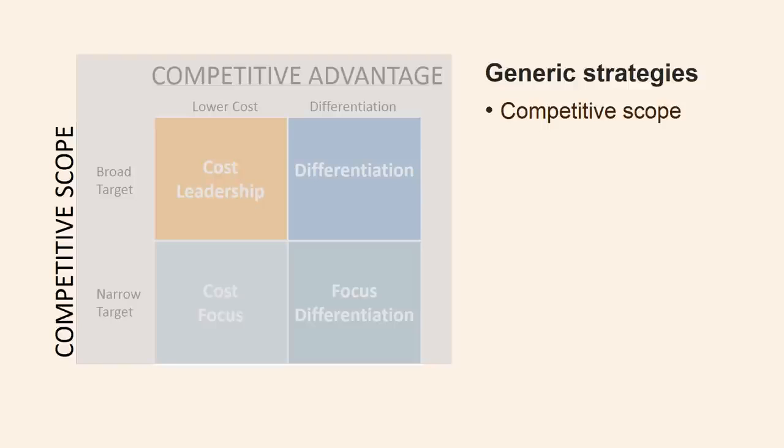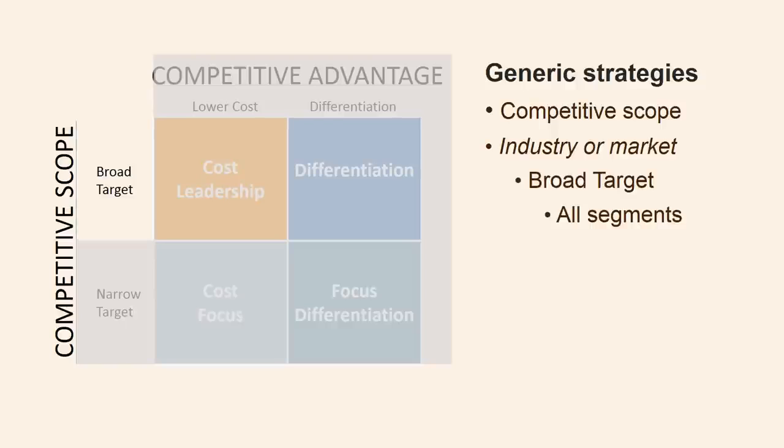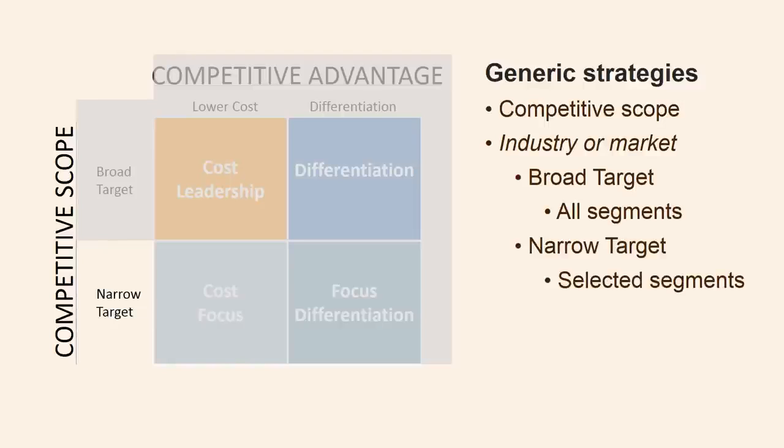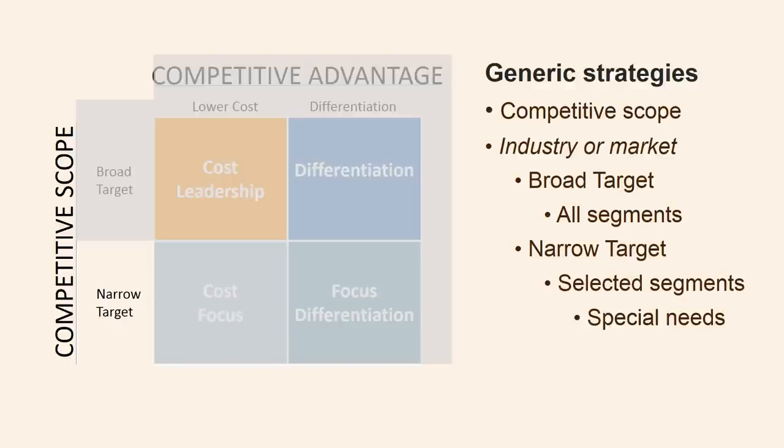The first, competitive scope, is sometimes also called the industry or market. Here, a firm can have a broad target scope and serve many or all segments in the industry, or it can have a narrow target, where the firm focuses on customers only in selected segments, and where the focus can be more narrowly targeted at these customers' special needs.